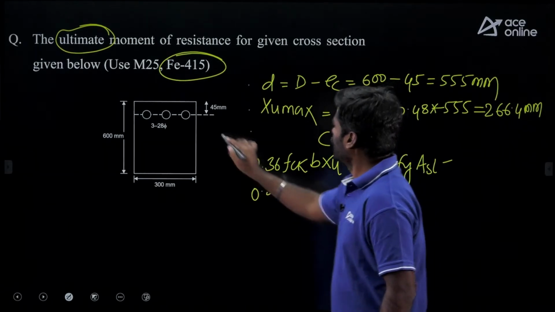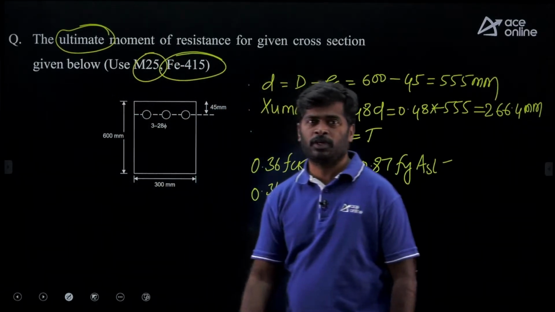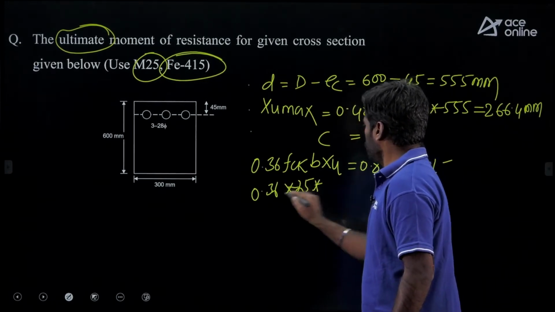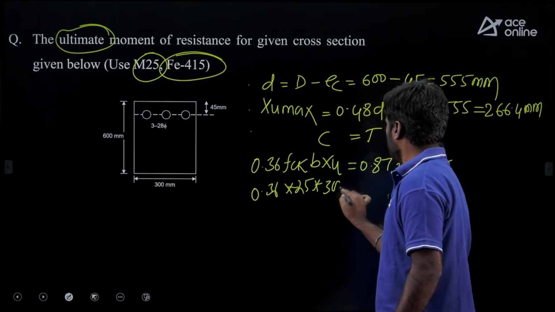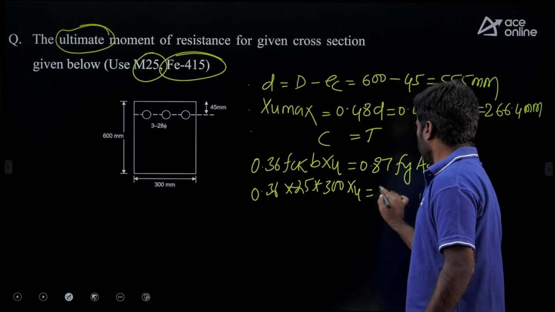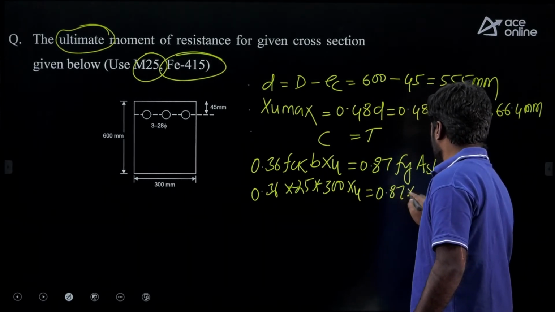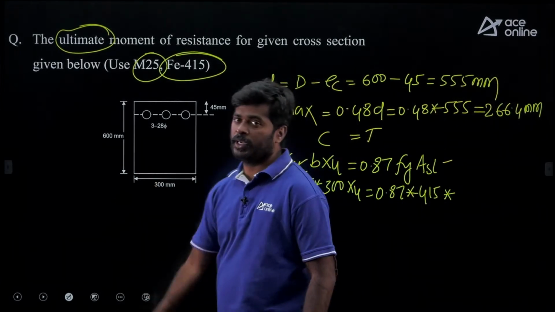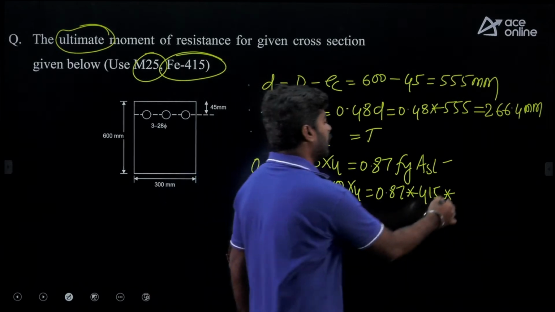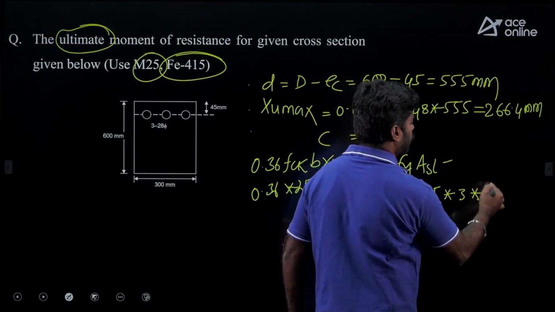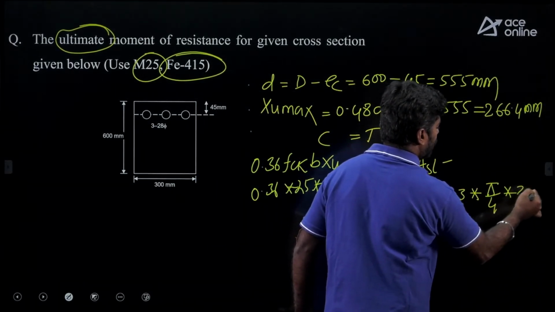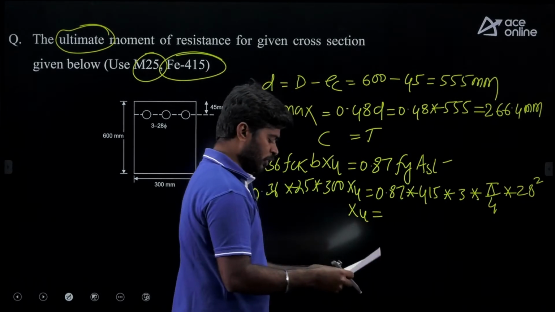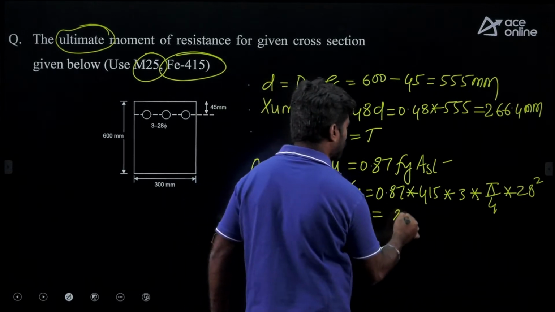My dear, 0.36 fck. Given grade of concrete is M25. So, fck value you can write down 25, into b, here given 300 mm, into Xu, equal to 0.87 fy, 415, Ast, here given 3 numbers of 28 mm diameter. So, area will be 3 into pi by 4 into 28 square. My dear, after simplification, you will get Xu value as 247 mm.